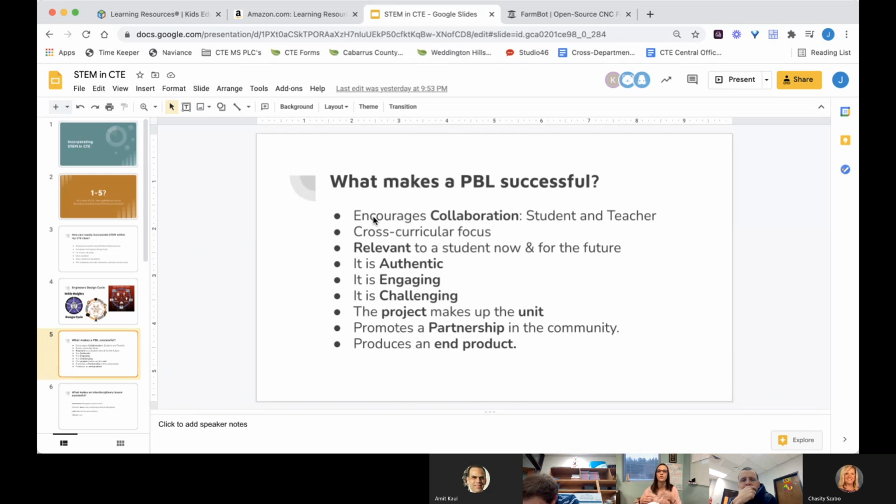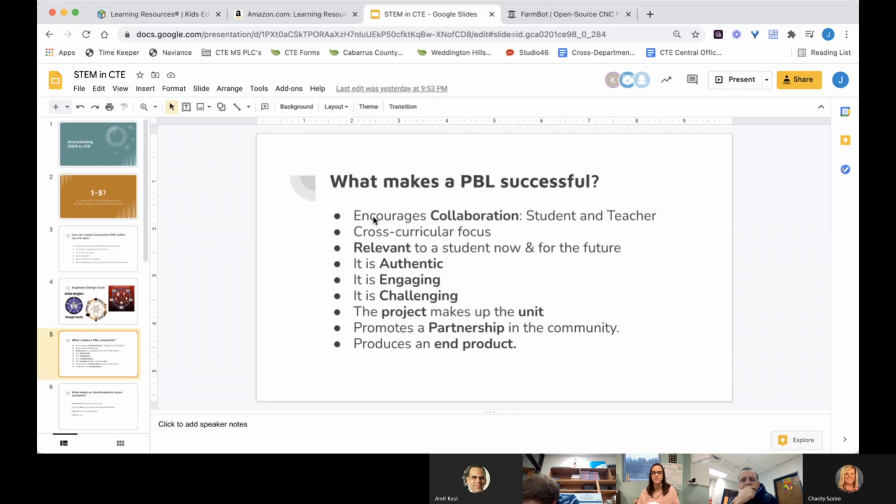And along the way, they're going to learn all of these things. One of the biggest parts of a PBL from experience is actually the planning component. But if you plan it correctly, it's smooth sailing for the most part when you're actually going through the project.